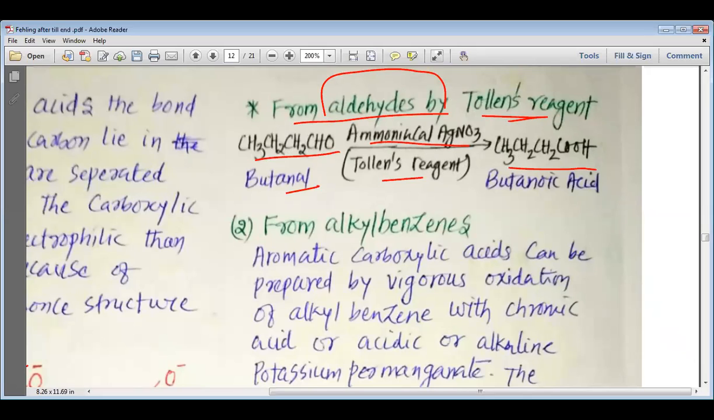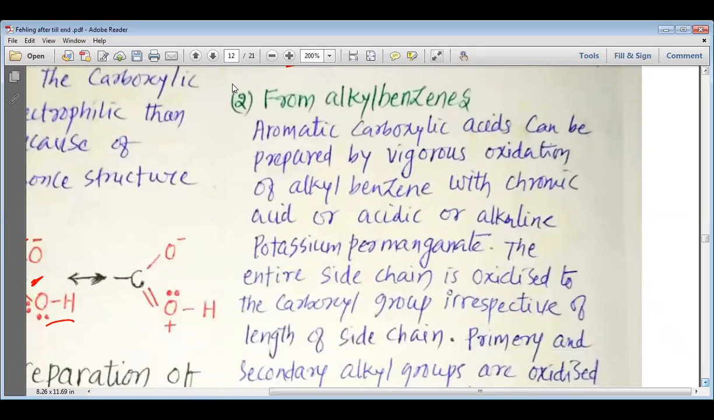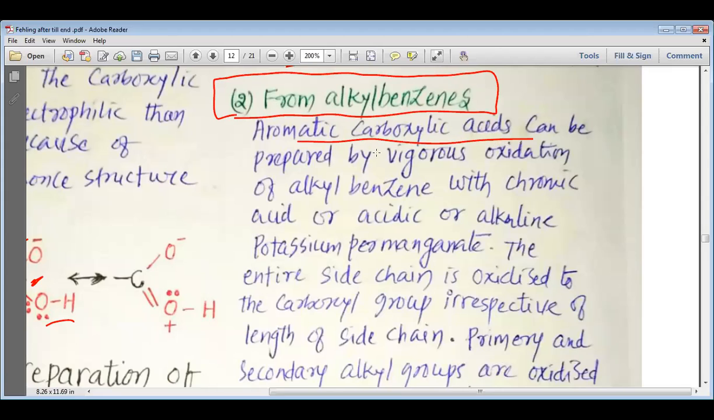First we get the iron, and then in the presence of water or acid, it is converted to butanoic acid. The second method for the preparation of benzoic acid is from alkyl benzenes. So aromatic carboxylic acids can be prepared by the vigorous oxidation of alkyl benzene.